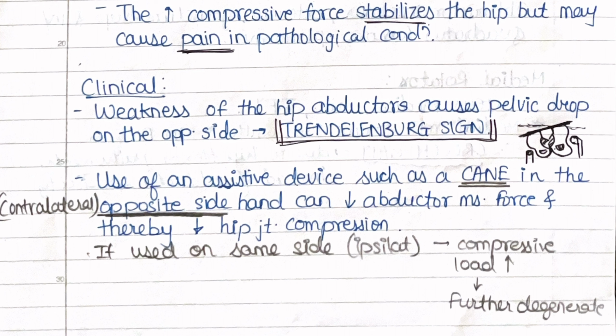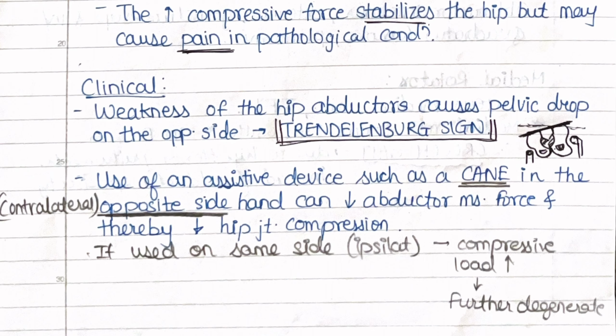So use of an assistive device such as a cane in the contralateral or opposite side hand can decrease the abductor muscle force and thereby decrease the hip joint compression. Such kind of questions are also asked in university papers.